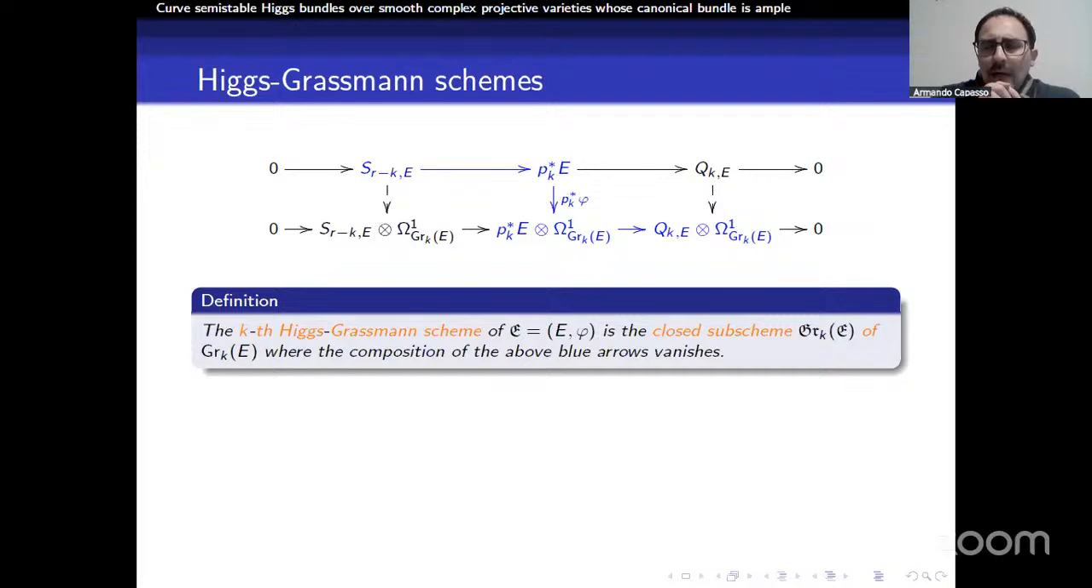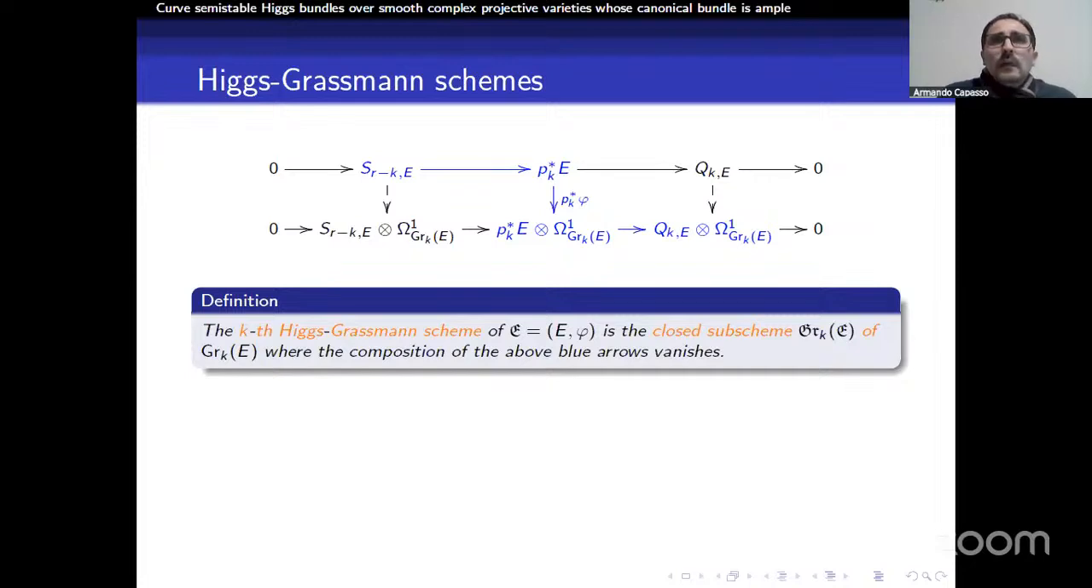But now I need to parameterize rank S locally free quotient Higgs sheaves of E. So what is the idea? The idea is to consider this composition and to consider the closed subscheme of the Grassmann bundle where this composition vanishes. In this way, one finds a closed subscheme of the Grassmann bundle, which in general is only projective.